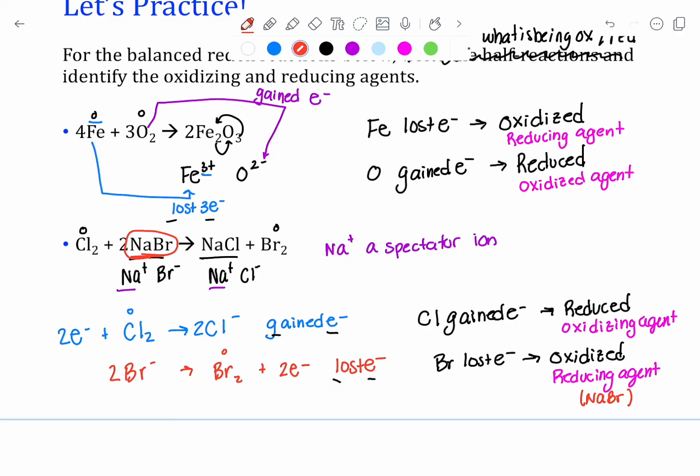formula in when it asks you for the reducing agent and the oxidizing agent. So, for example, for chlorine, you would actually put in Cl2 as the oxidizing agent, not just Cl. So, keep that in mind when you're being asked on your homework for the oxidizing and reducing agents. They want the full compound, not just the ion that's changing.